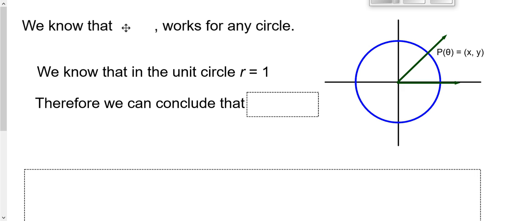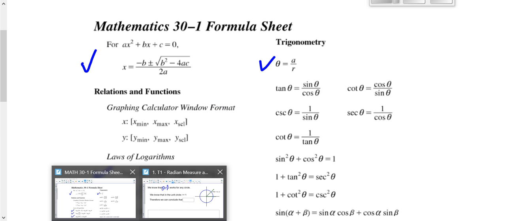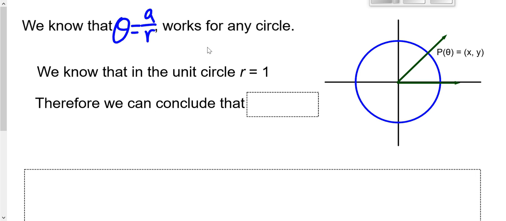Alright, so let's keep going. We know that theta equals A over R. That's from last day. If you don't remember that, never mind, we already checked that off. And it works for any circle as well. So we also know that in the unit circle, radius is 1. So you have something like this, any point here with coordinate x and y. Then we can conclude that theta is the same as A, because if you look at that, we replace R by 1. So A over R is now A over 1, which is A. A is equal to angle theta.